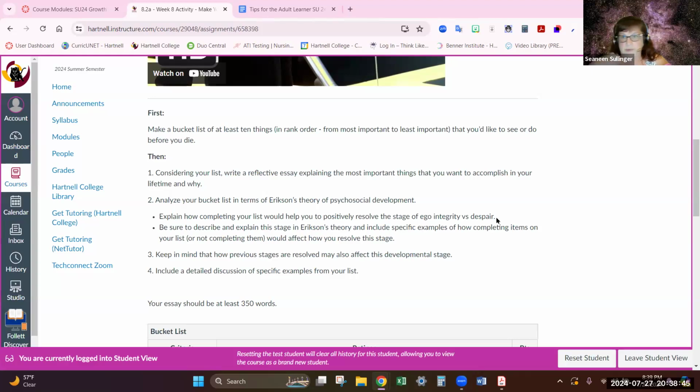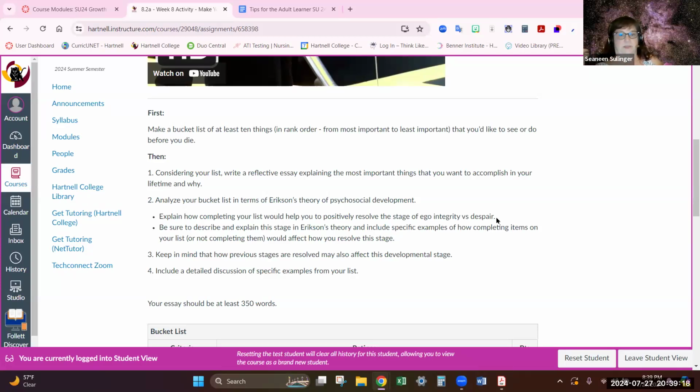So maybe there's something, maybe career, you want to be a nurse, a lawyer, whatever it is that you want to be. And then maybe you want to volunteer for the Red Cross or something, or give back in some way. That's generativity. So you may see that those bucket list items go through those stages as well. And so how will that help you to positively resolve specifically ego integrity versus despair? But you can mention other stages as well. And describe and explain the stage.